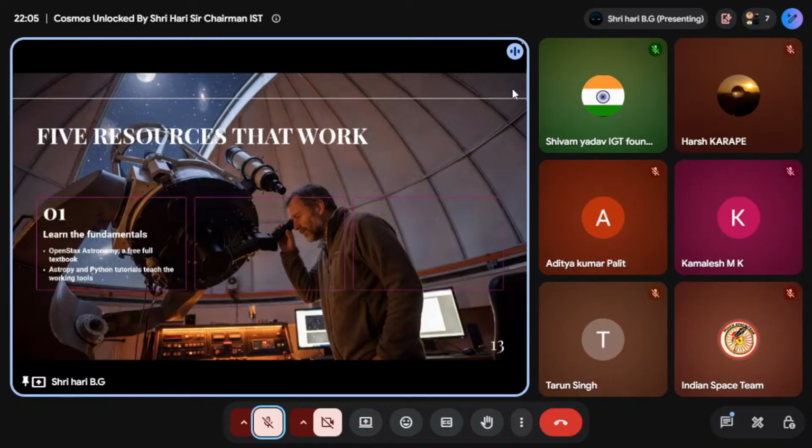The second resource is AstroPy and Python tutorials, the real working tools. There are lots of YouTube videos on AstroPy and Python tutorials, so go and study them. The third one is the NASA and ESA public archives. There is a website called NASA SDS, and there you will get lots of archives. It is a public archive full of observation data that you might need.